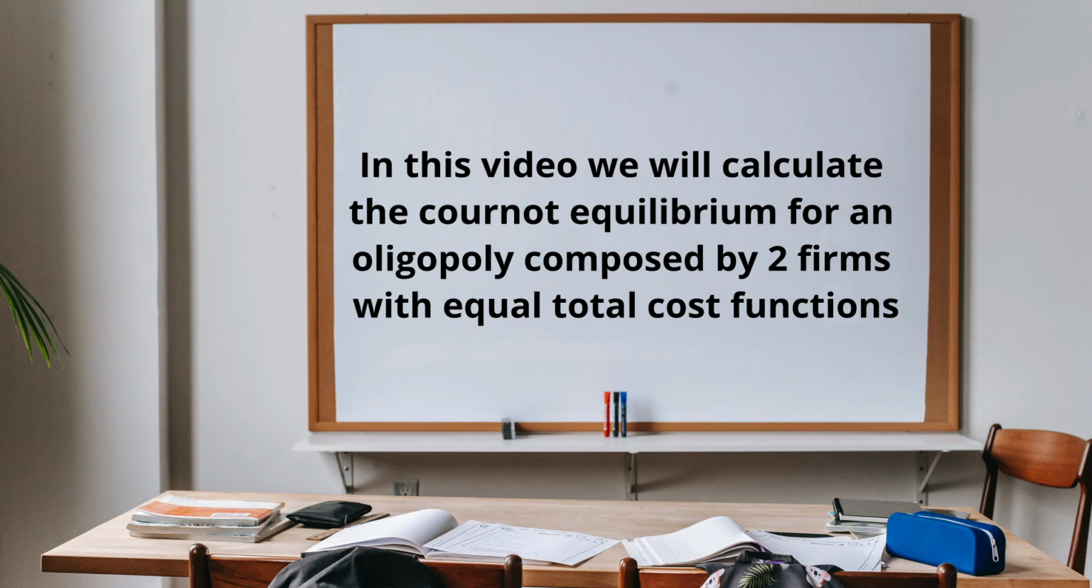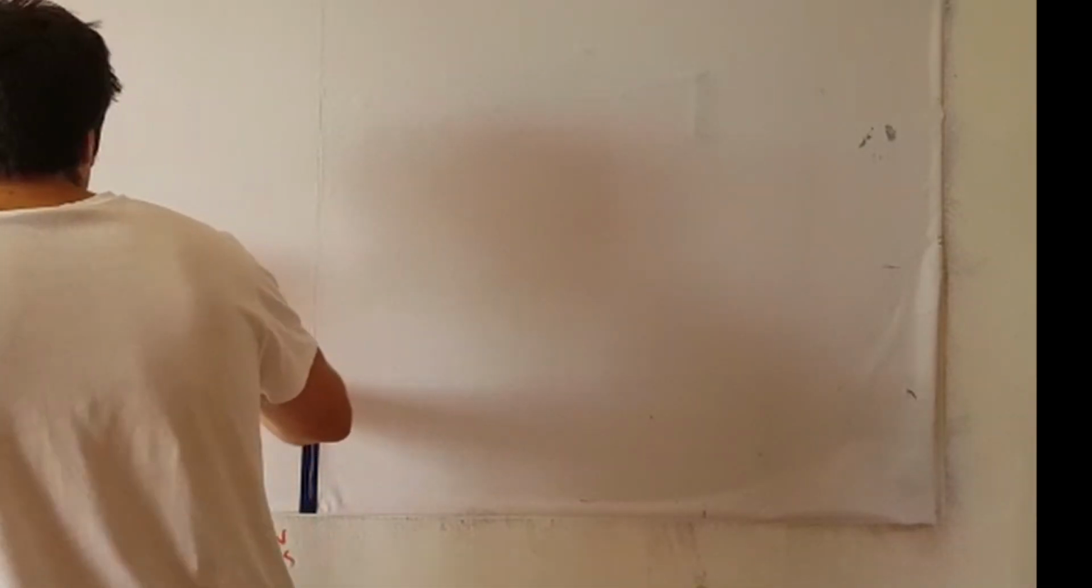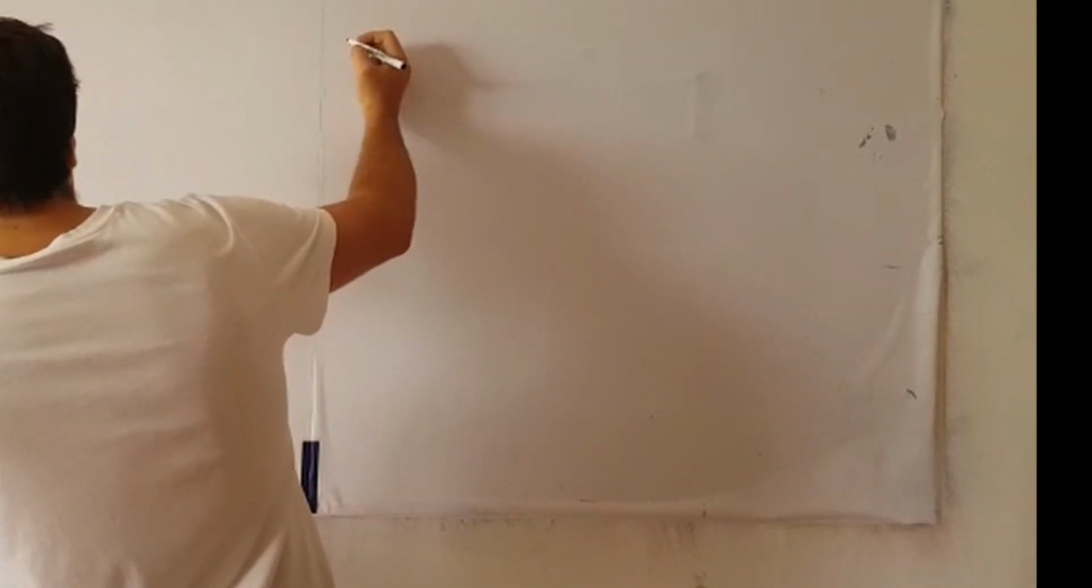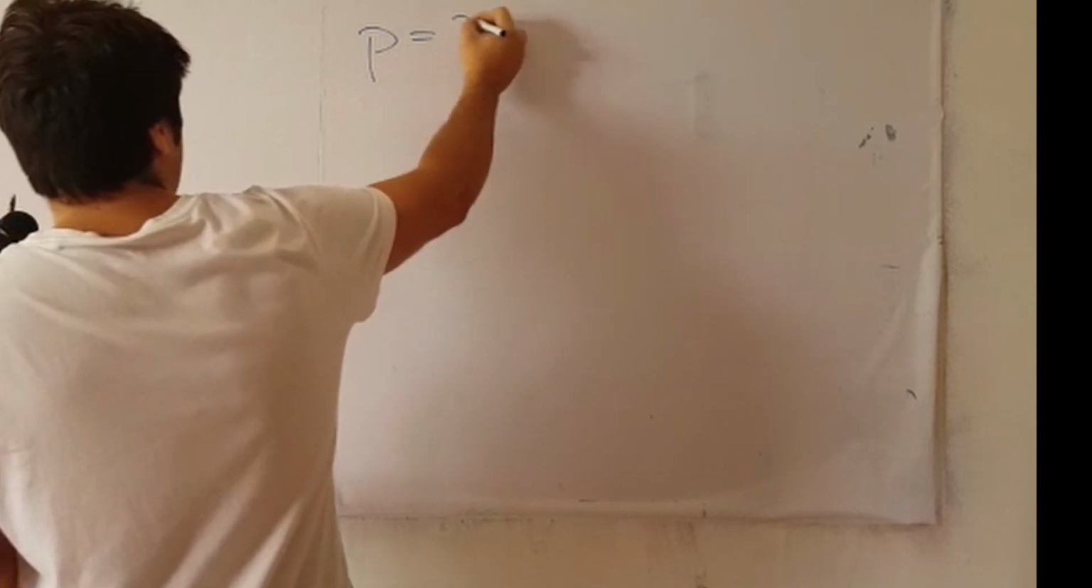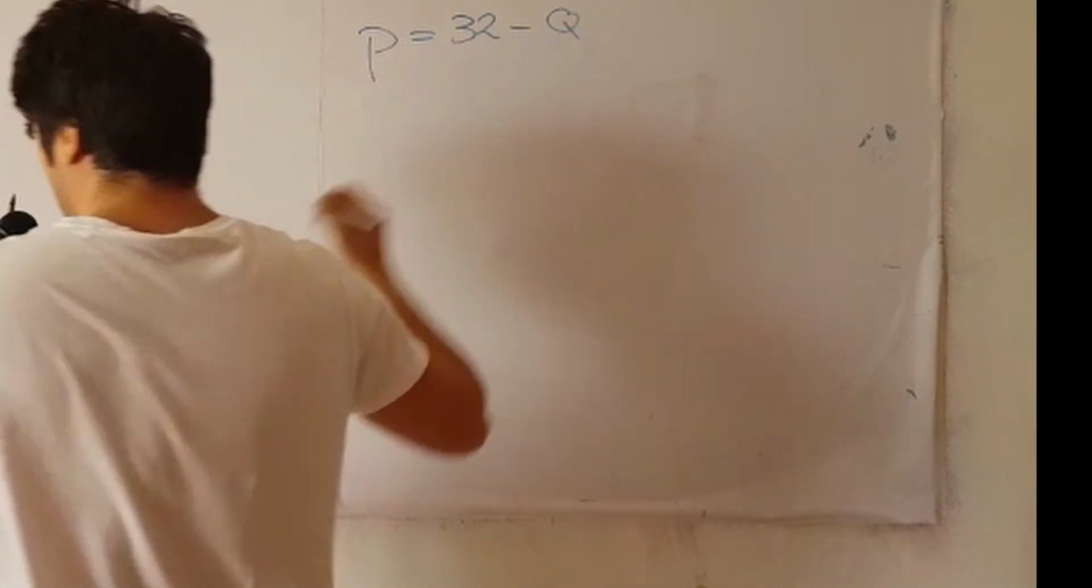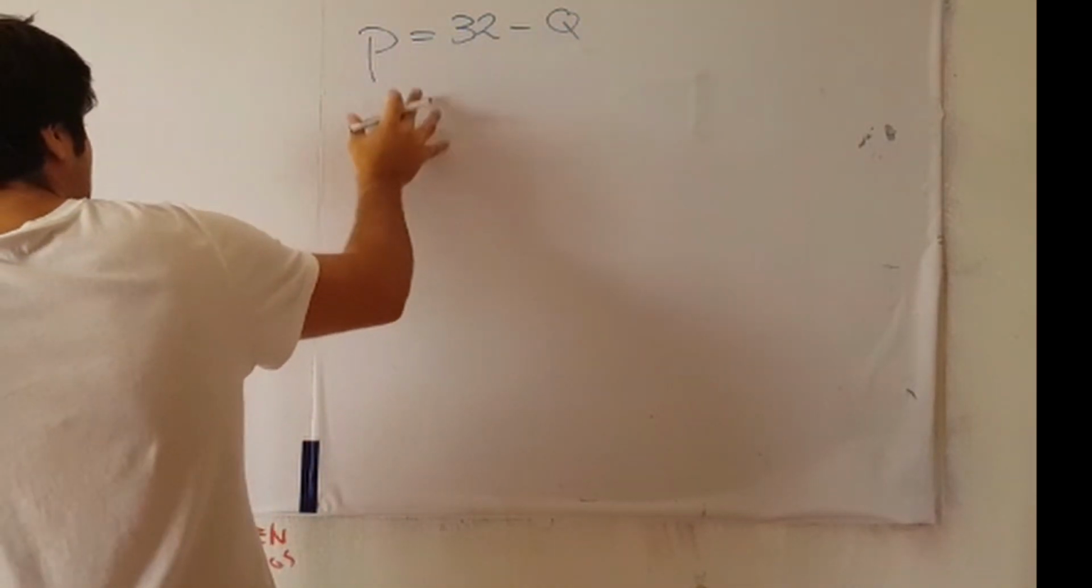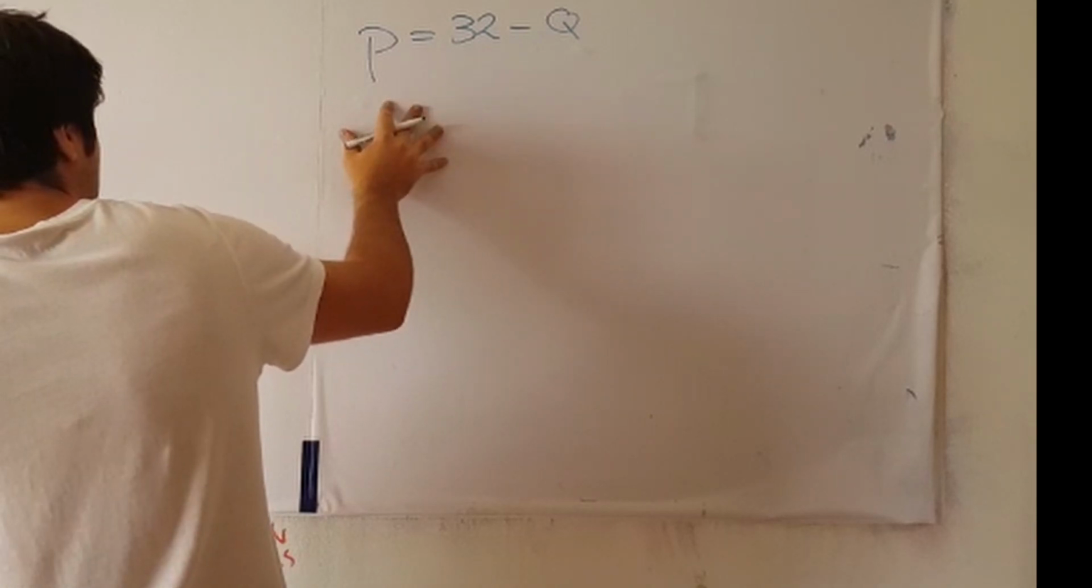In this video, we will calculate the Cournot equilibrium for an oligopoly composed of two firms with equal total cost functions. So the inverse demand function is going to be, so this is going to be the inverse demand function we're going to use.